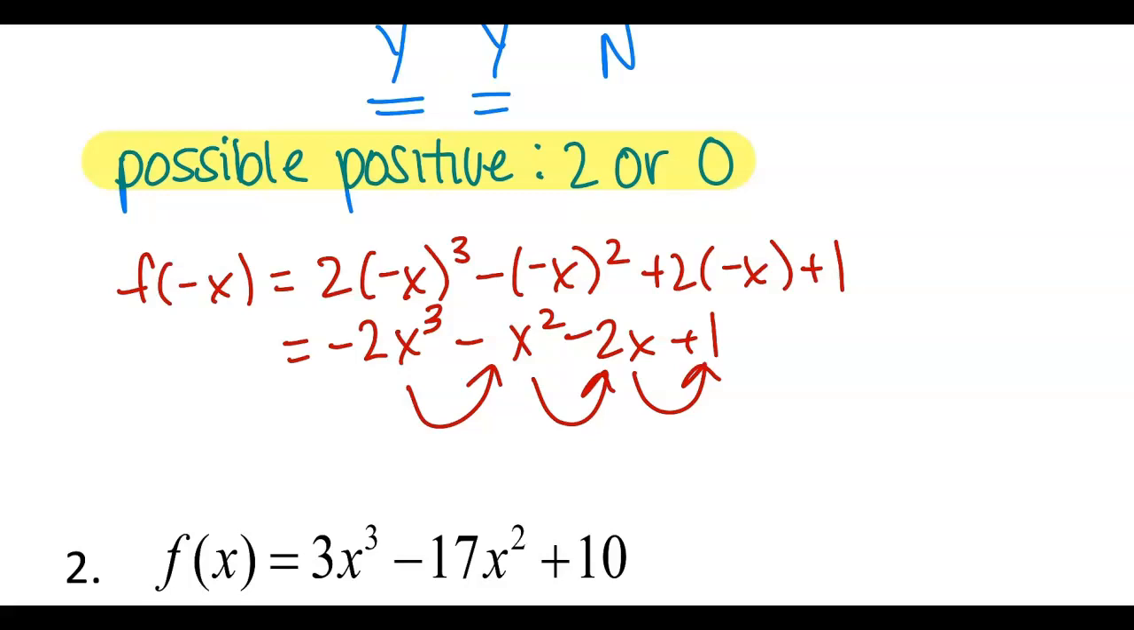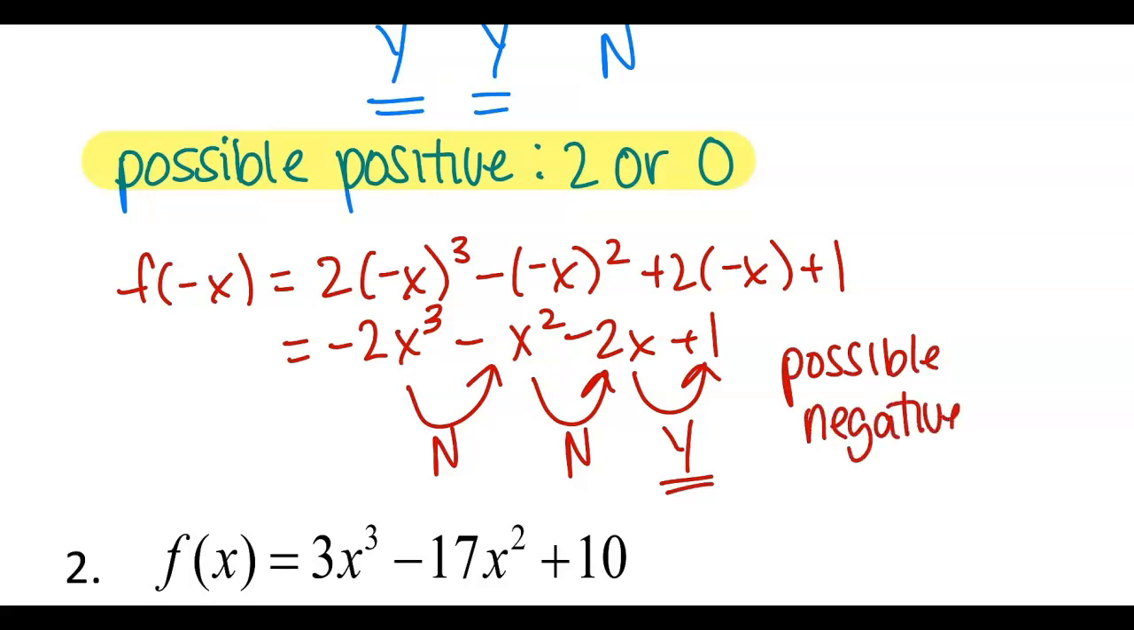Raven, is there any sign change in the first one? Second one? Last one? Okay, good. So it looks like there's only one sign change. So that means for any possible negative zeros, it looks like there's only going to be one. Remember, at the very top of the page, I said it could be the number of variations for the signs of f of negative x or less by an even number.